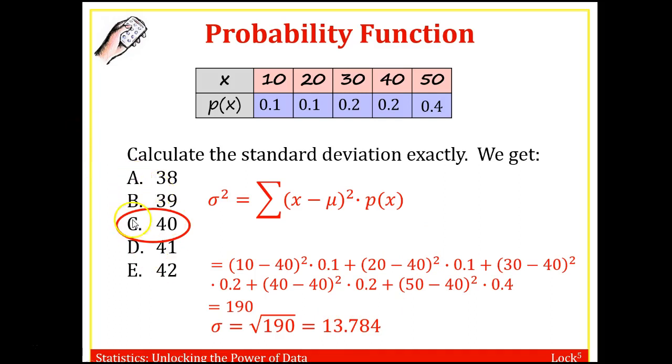Oh, I just noticed right here. Okay, so these values are for the mean. We talked about the mean before. So this is the mean. So I've got to change this, but the standard deviation is this 13.784.